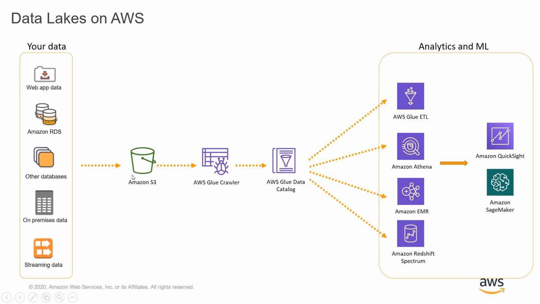Glue crawlers will capture the schema and create metadata tables. We call them Glue tables inside the Glue data catalog. Glue data catalog is a metadata store, okay? So crawlers capture schema and metadata tables get created inside the Glue data catalog. Once the schema is captured, that's when you get to run queries using any of these services that you may already be familiar with. You get to run queries, you get to do dashboarding, machine learning, and all those things.